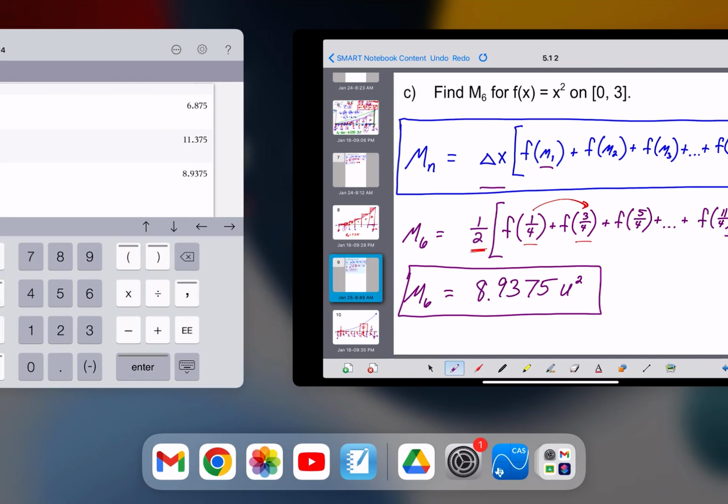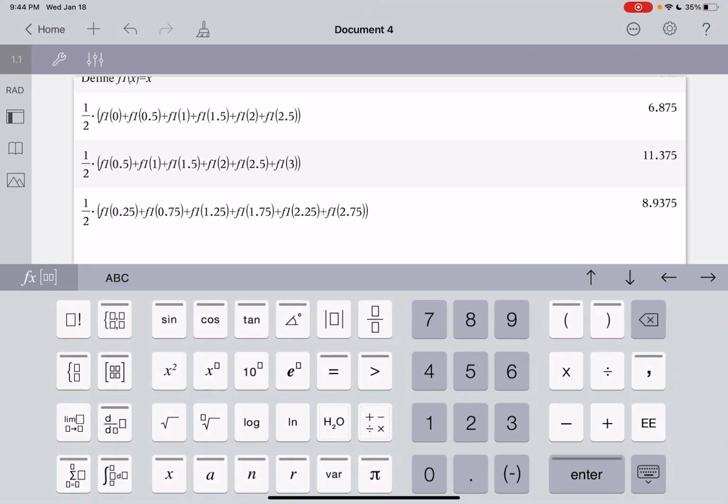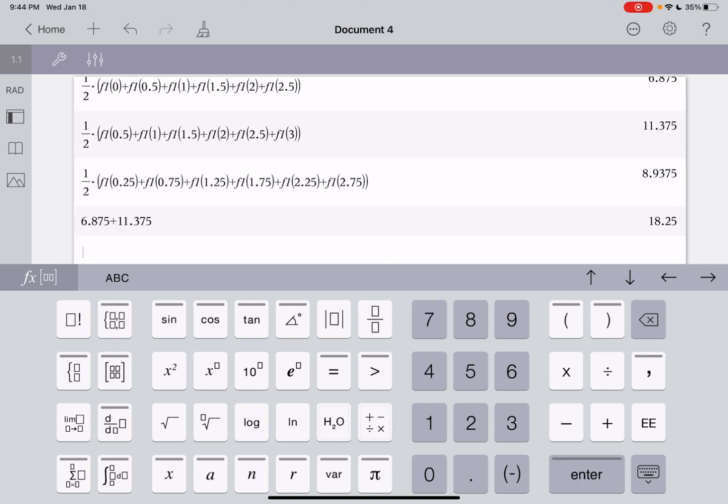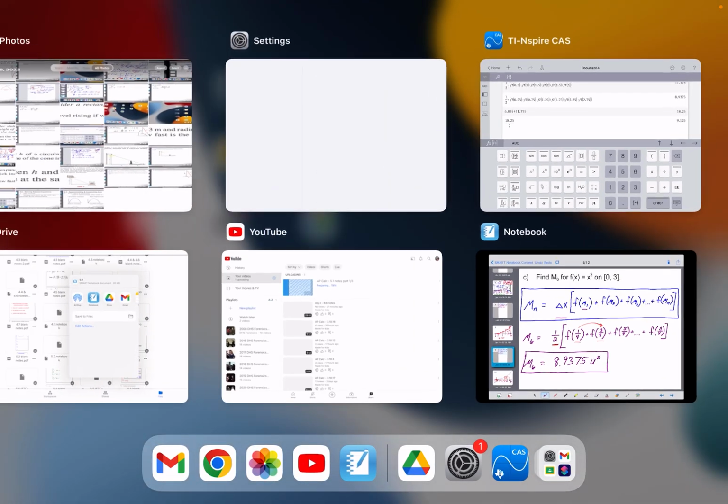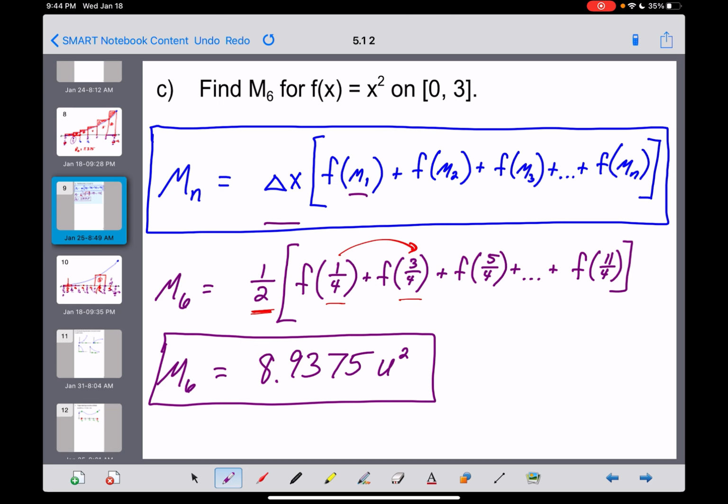In fact, I kind of wonder if I took the average of those last two answers that we came up with right here. If I took 6.875 and added that to 11.375, the first two answers, and hit enter, and then divided that sum by 2, all right, 9.125 would have been the average of those two. My 8.9375 is pretty close to that. All right, so that's how we would kind of come up with approximations right there for both a left method, a right method, and a midpoint method.